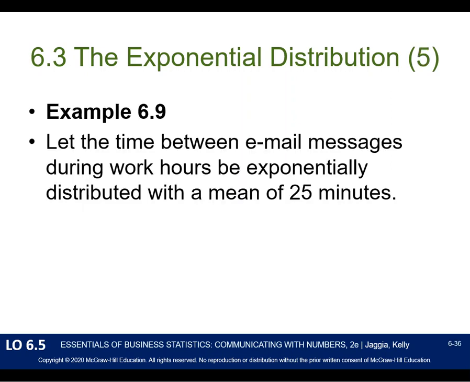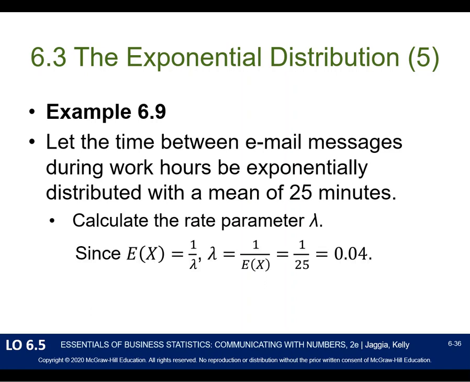So let's look at an example. Here we're looking at the time between email messages during a work hour. We're told that it is exponentially distributed and it has a mean of 25 minutes. I don't think I go 25 minutes without getting a work email, but maybe. So first of all, we need to calculate the rate parameter. We need to calculate lambda. Since we know the mean is 25, we can say lambda is 1 divided by 25, or 0.04. Okay, so that is our rate parameter that we can then use to calculate the probabilities.